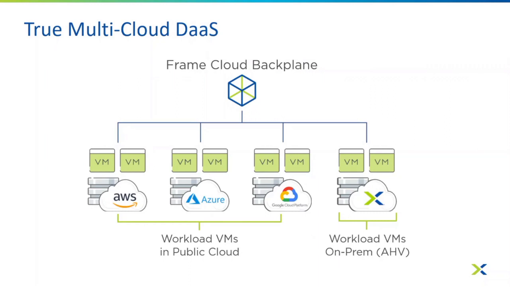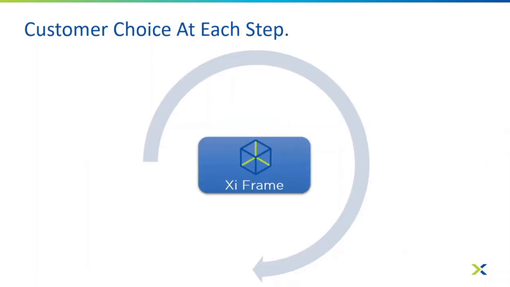So we have support for AWS, Amazon Web Services, Microsoft Azure, or Google Cloud Platform. We also support Frame running on AHV on-prem. So by combining these four cloud platforms, we can say it really is a true multi-cloud hybrid cloud solution. As the same customer, you can have your different applications for different departments running on AWS, Azure, Google Cloud, or AHV.